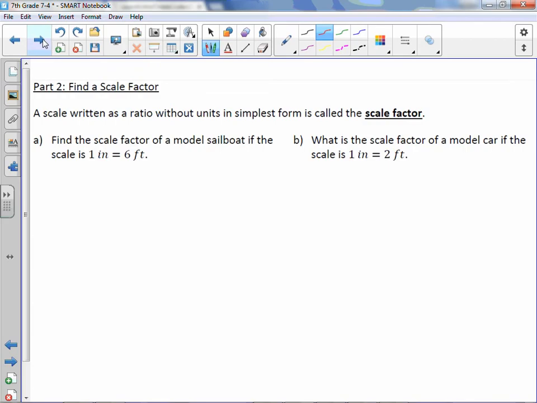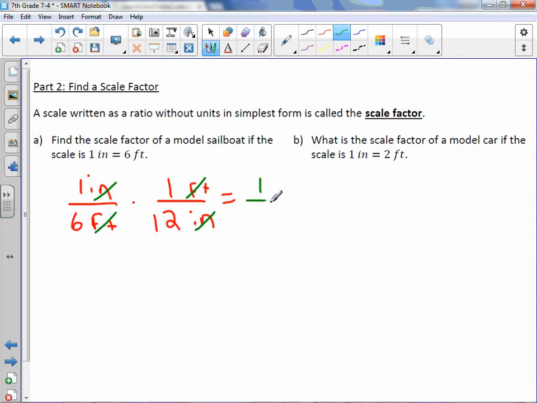A scale written as a ratio without units in simplest form is called the scale factor. Find the scale factor of a model sailboat if the scale is 1 inch to 6 feet. We're going to start, of course, still by writing 1 inch over 6 feet. Now, we want to convert it so it's the same unit. It's easier to take your bigger unit and make it smaller. So I'm going to multiply here. I want to get rid of feet, and I want to change it into inches. Well, there is 1 foot and 12 inches. What happens here is both sets of units cancel out, which is exactly what we want to happen. So 1 times 1 is 1 over 6 times 12, which is 72. So your scale factor is 1/72. No units.